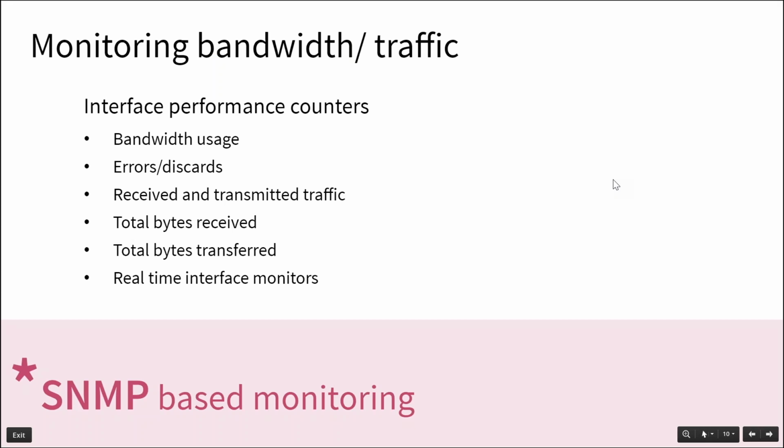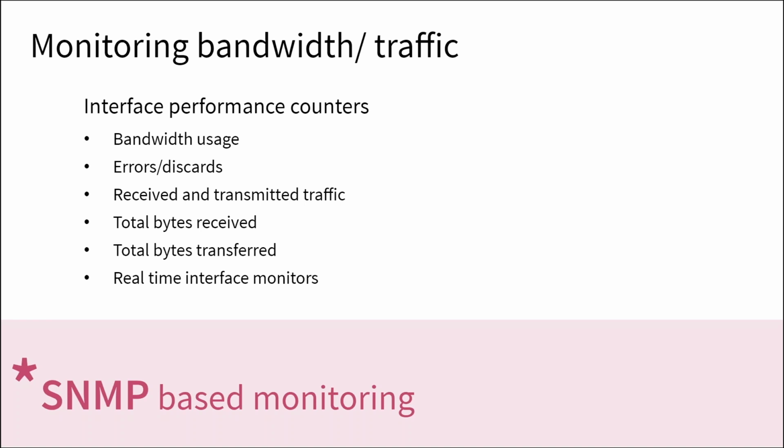And next we talk about monitoring the bandwidth or traffic usage on the respective devices. So interface performance counters, we monitor bandwidth usage, errors or discards, received and transmitted traffic, total bytes transferred, total bytes received, and the real-time traffic monitors. So all these are SNMP based. So when a device is added and SNMP is enabled on the devices, it scans the port and starts monitoring the interfaces for all the above mentioned monitors.